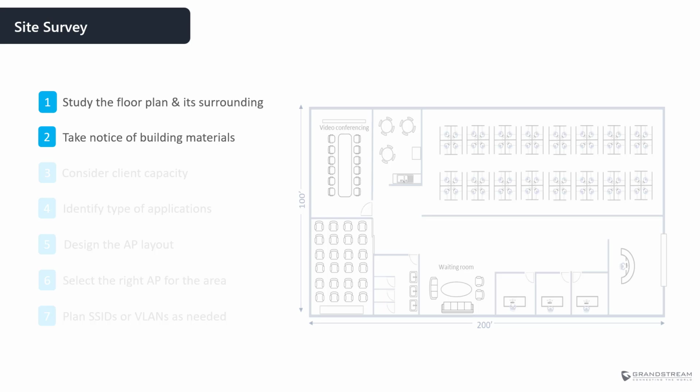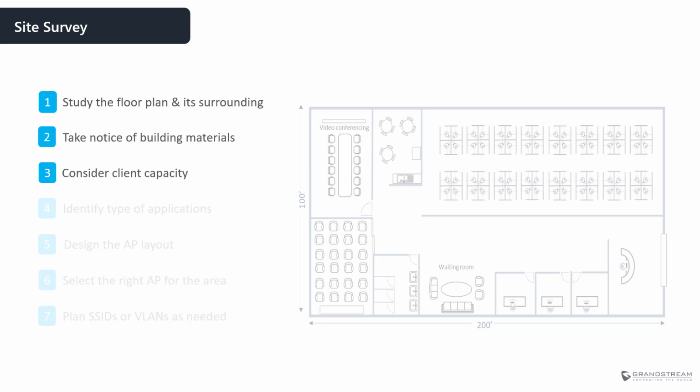Taking notice of the building materials used in the facility will help you predict the signal behavior and visualize potential limitations for AP mounting. The different obstacles located between the access point and the wireless client may reduce the signal strength. For instance, deploying access points in a building made of concrete walls is not the same as deploying them in a building with drywall, because concrete walls tend to absorb the wireless signal at a higher level.